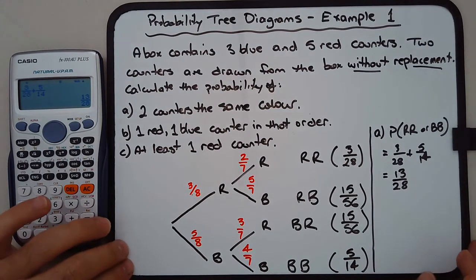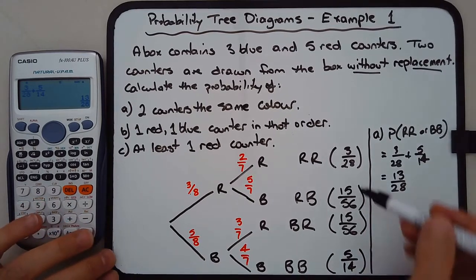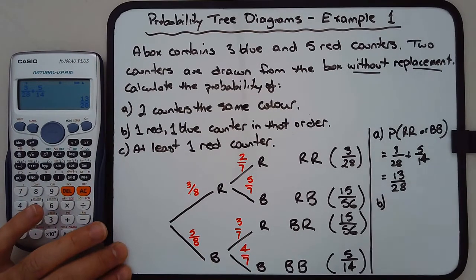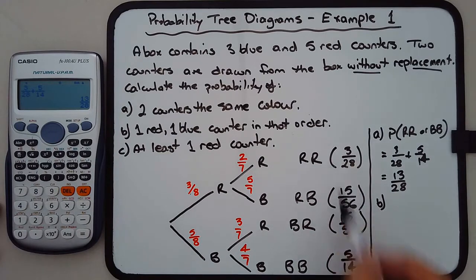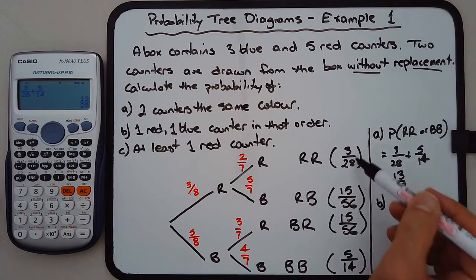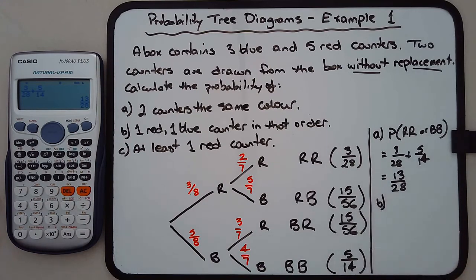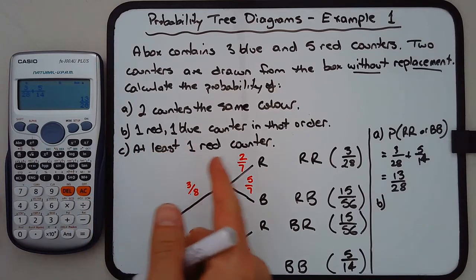Something else to note is that the sum of the final outcomes must also equal 1. You can check that, and it will equal 1. It's another one of those important checks if you've got time: 3 on 28 plus 15 on 56 plus 15 on 56 plus 5 on 14 equals 1.